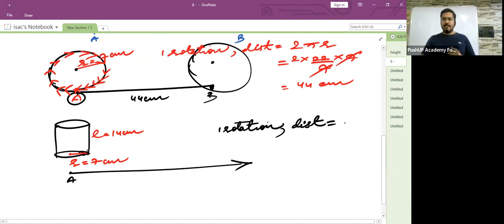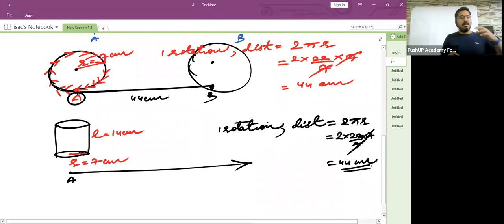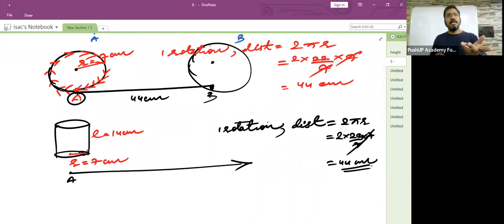The distance covered will be the same, which is 2 pi r. That is equal to 2 into 22 by 7 into 7. That is equal to 44 centimeters. So you're wondering, the same answer you got for a bicycle tire, now you are getting the same answer for a cylinder also. How come it is possible?